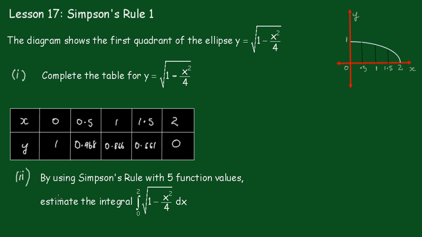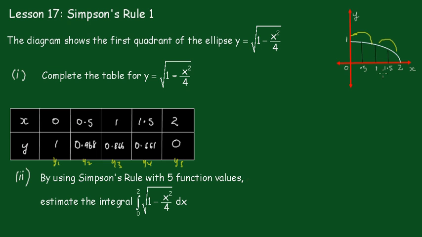Now, in part 2, by using Simpson's rule with 5 function values, estimate the integral of the square root of 1 minus x squared on 4 between 2 and 0. Now, Simpson's rule requires 3 ordinate values. So again, I'll label these y values to make it easier. So the first one is y1, y2, y3, y4, and y5. Now this requires 2 applications of Simpson's rule, that one and that one.